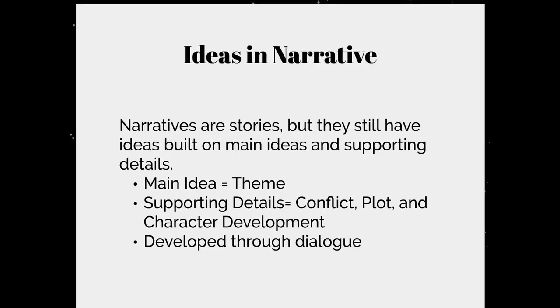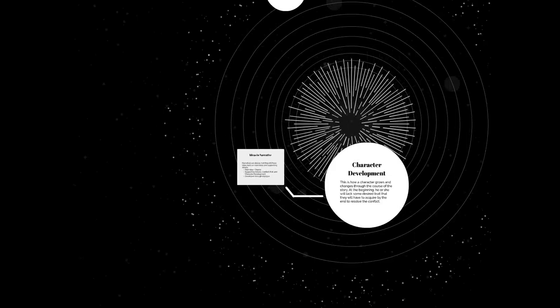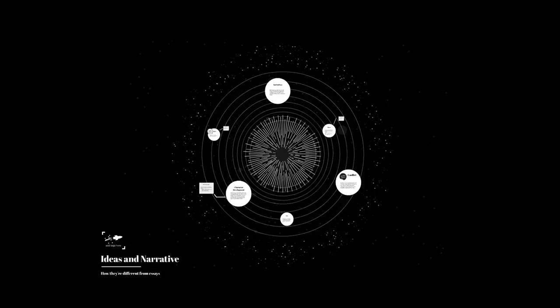In summary then, narratives are stories, but they still have ideas that are built on main ideas and supporting details. The main idea in a story is shown through its theme, and its supporting details come through conflict, plot, and character development. We develop this through dialogue and the behavior of the characters themselves, but main idea is theme, and we see that through conflict, plot, and character development, as opposed to essay, where the main idea is in a thesis and the supporting details come in the key points that develop that claim. And that's how we see ideas in narratives and how they're different from essays.